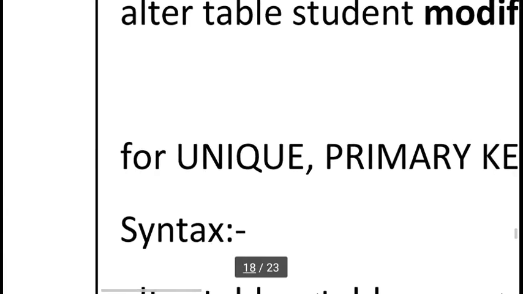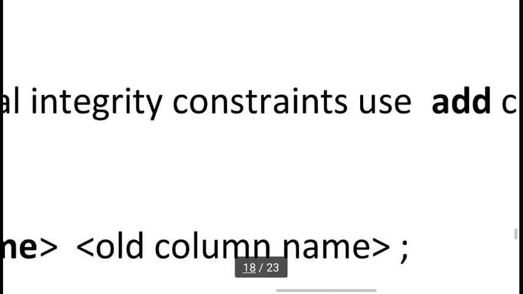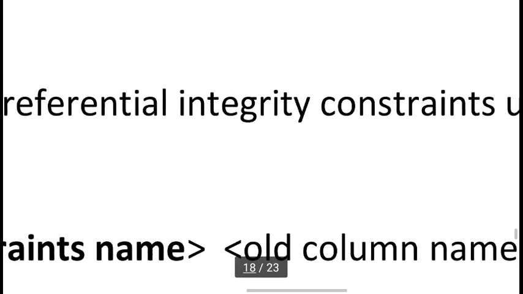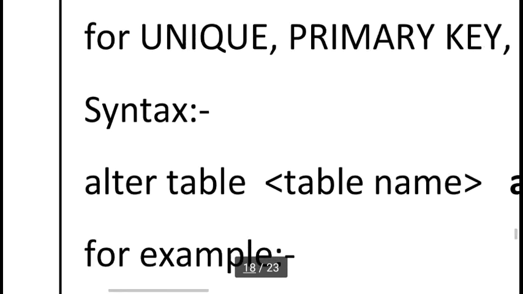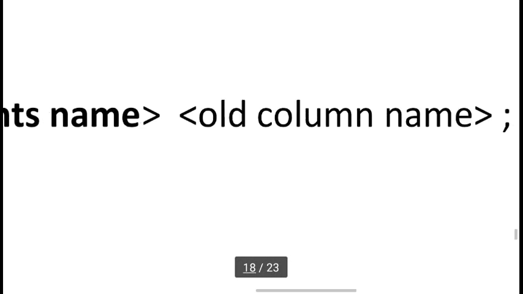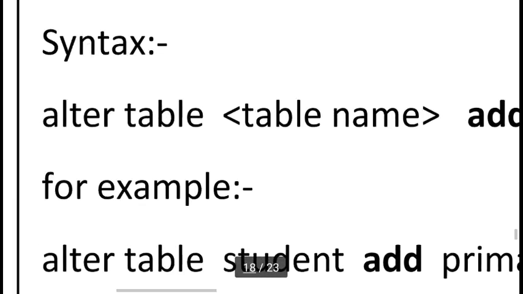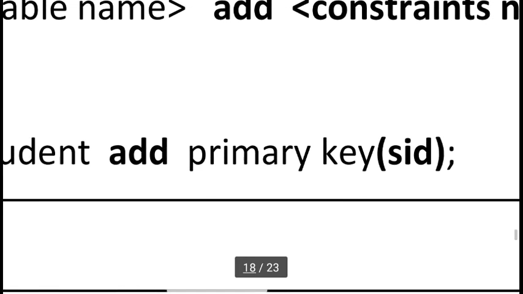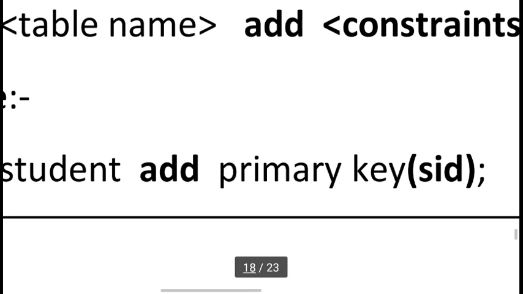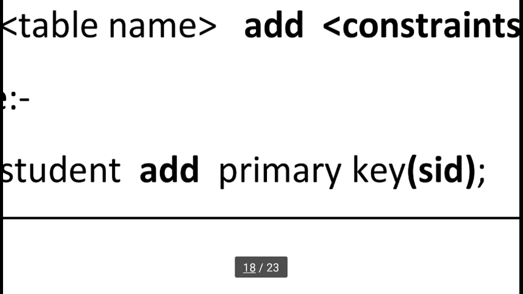For UNIQUE, PRIMARY KEY, CHECK and referential integrity constraints, we use the ADD clause. You can see ALTER TABLE table name ADD constraint name, old column name. For example, ALTER TABLE student ADD PRIMARY KEY SID. So here our SID column has the primary key constraint.